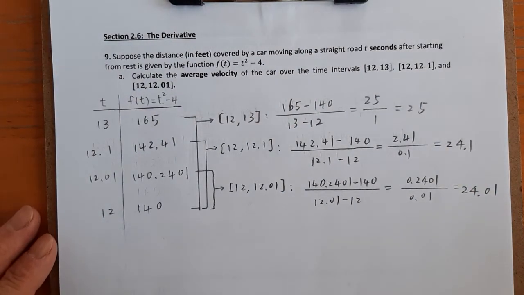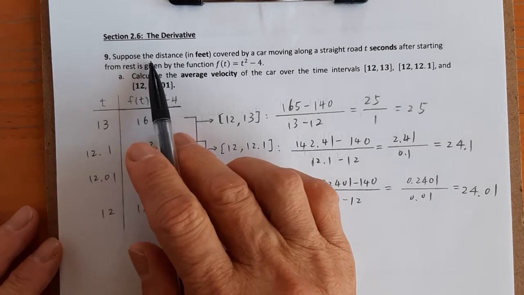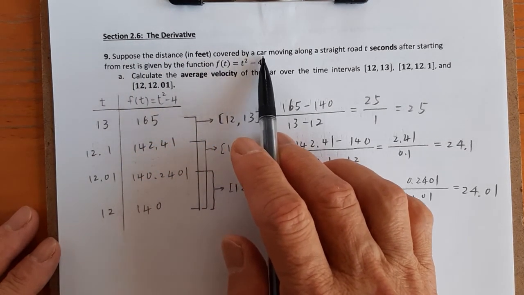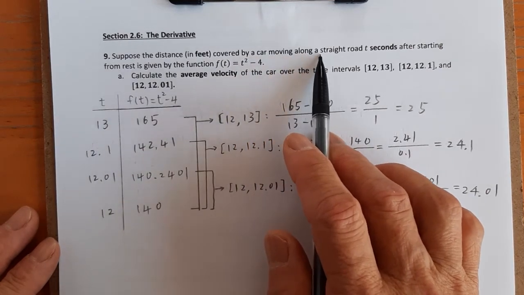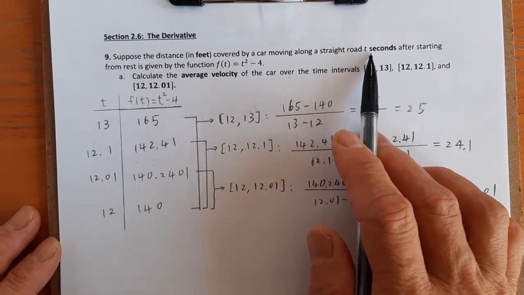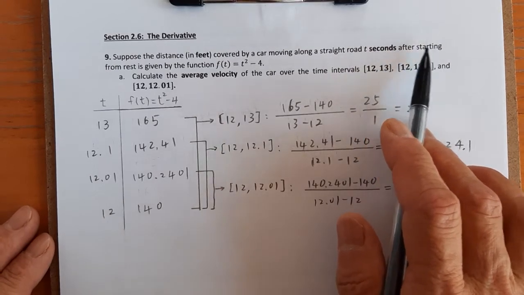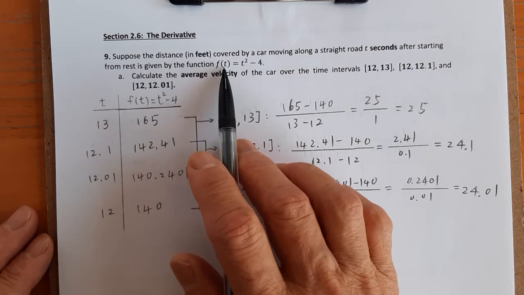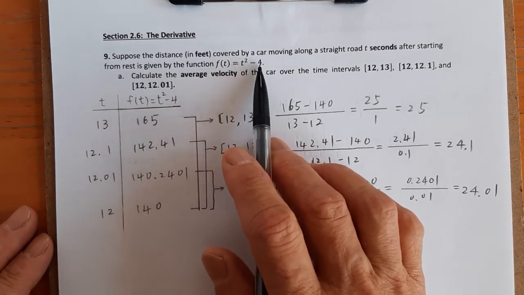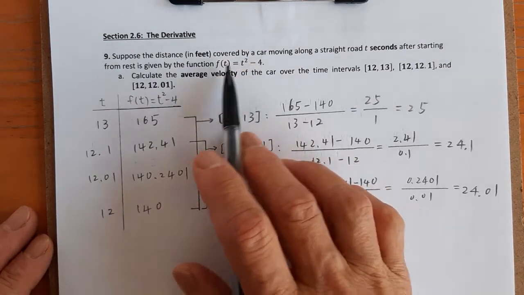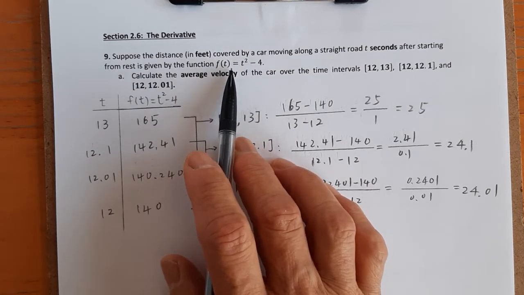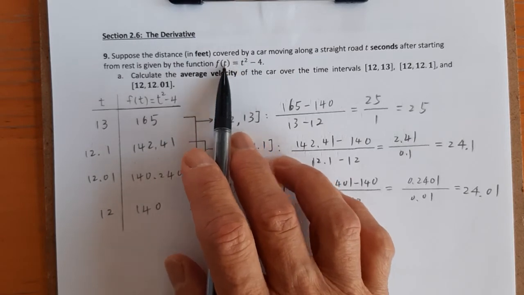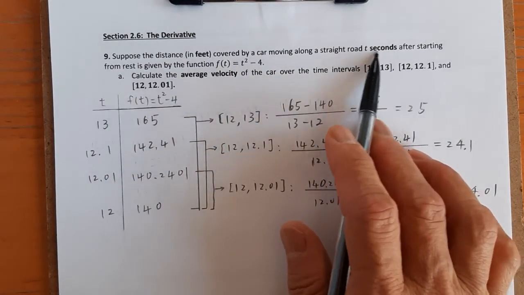Question 9. Suppose the distance in feet covered by a car moving along a straight road t seconds after starting from rest is given by the function f of t equals t squared minus 4. This function is a distance function. It's t squared minus 4 feet, and t is in seconds.